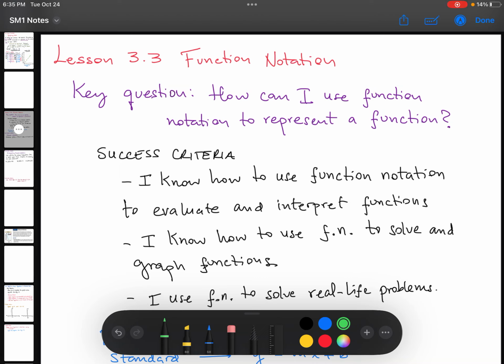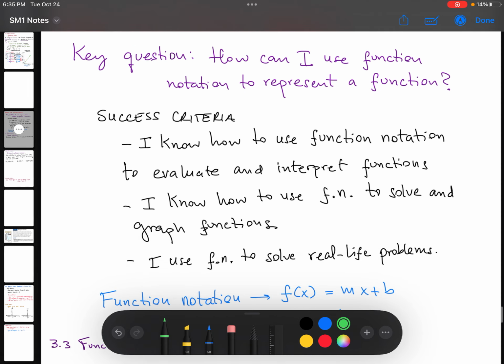Now, this is lesson 3.3. What's the goal? We need to learn about function notation. Our key question is, how can I use function notation to represent a function? Remember, we are taking into account real life situations, but we are using mathematics to represent them. In other words, we can use the word model. How can we model those situations and interpret and understand what is going on using our mathematics?